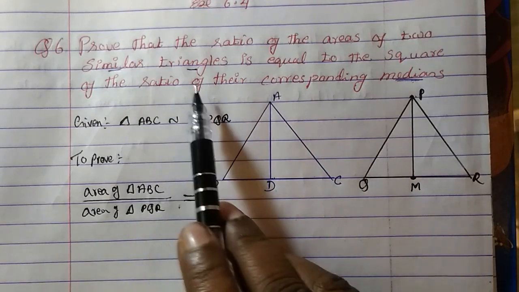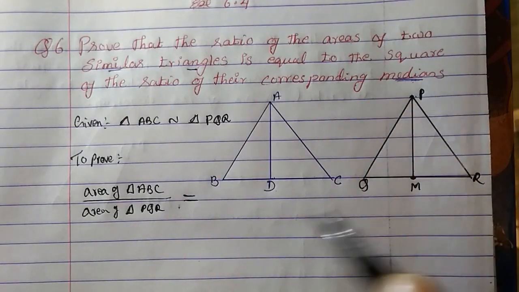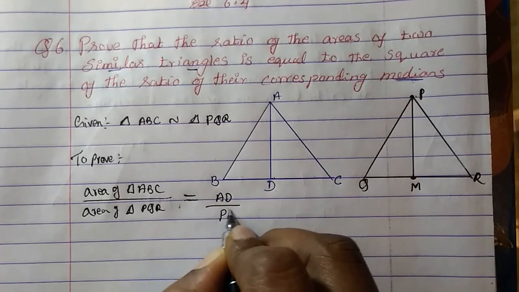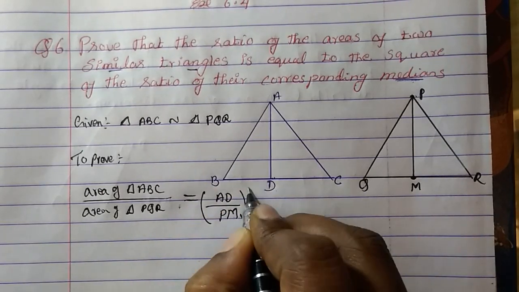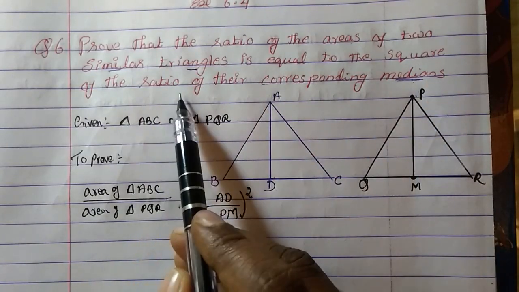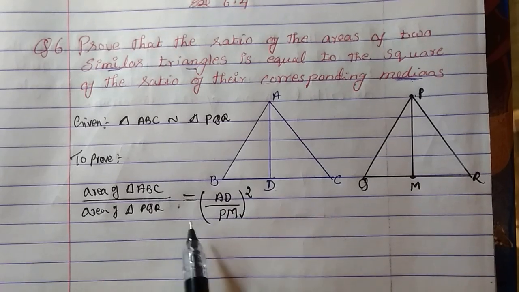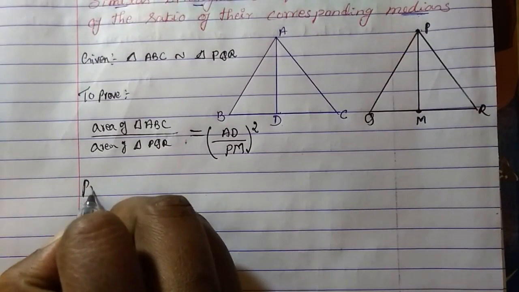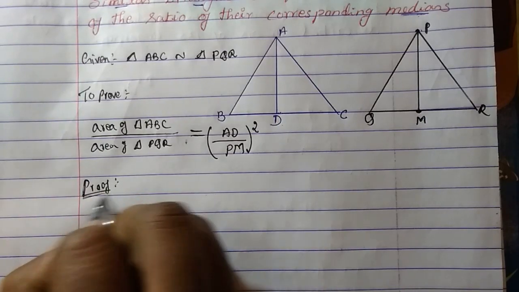So what do we have to prove? The ratio of their corresponding medians. That means AD upon PM, its square, because it is said that it is equal to the square of the ratio of their corresponding medians. So this is what we have to prove. So let's go for the proof.